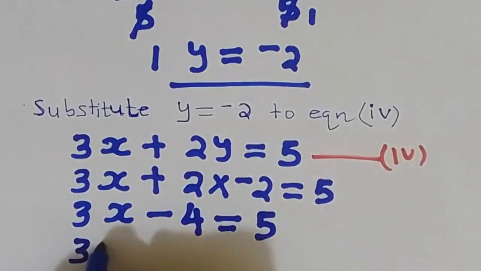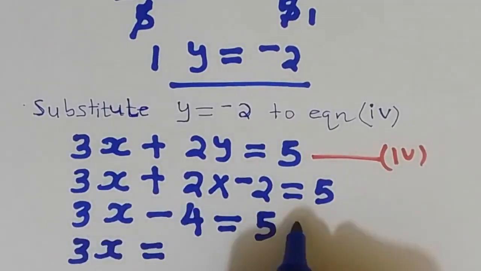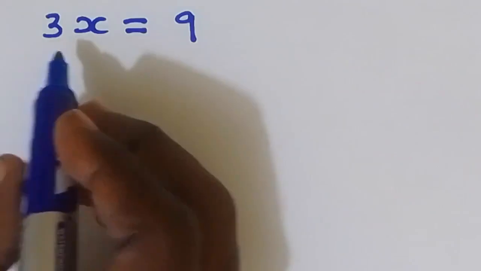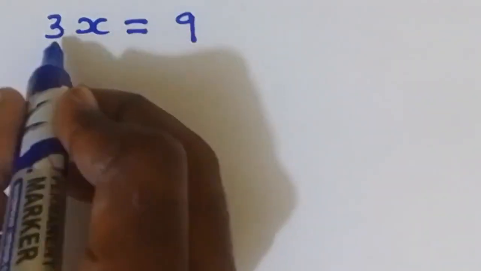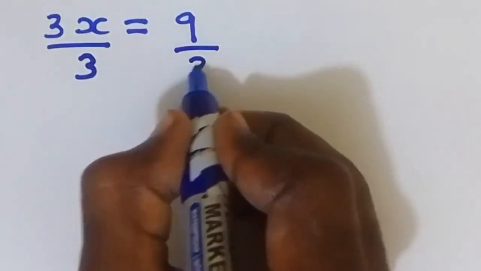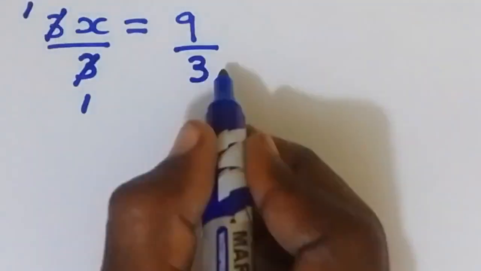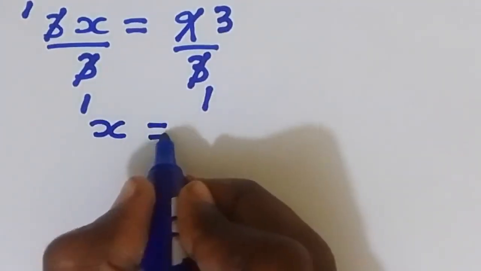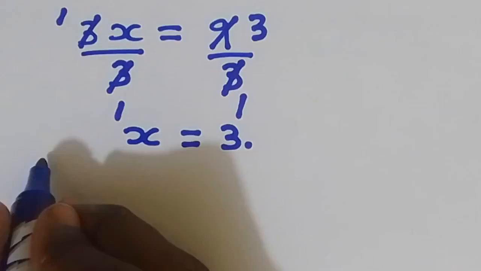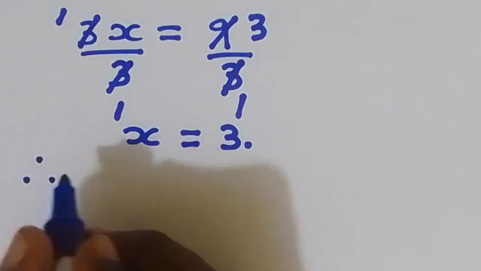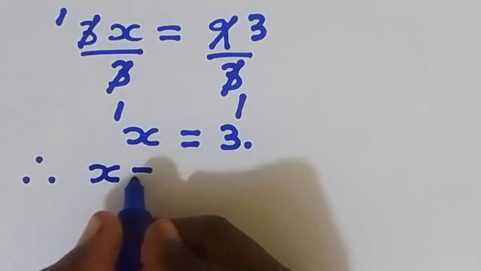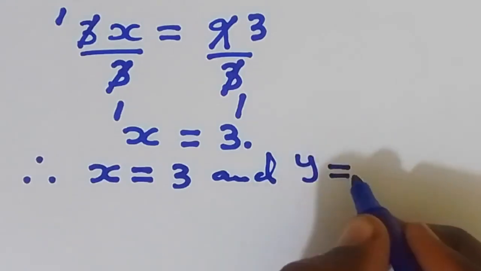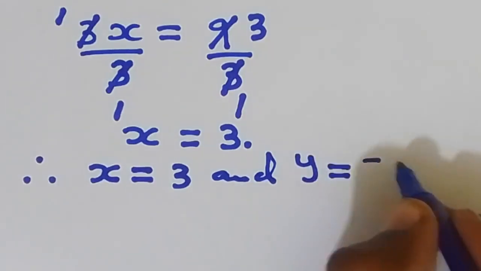Now 3x is equal to, when 4 goes to the other side, it's going to be 9. Now 3x equal to 9, divide by 3, 9 divided by 3 is going to be 3. So x is equal to 3. Therefore, we are going to get x is equal to 3 and y is equal to minus 2.